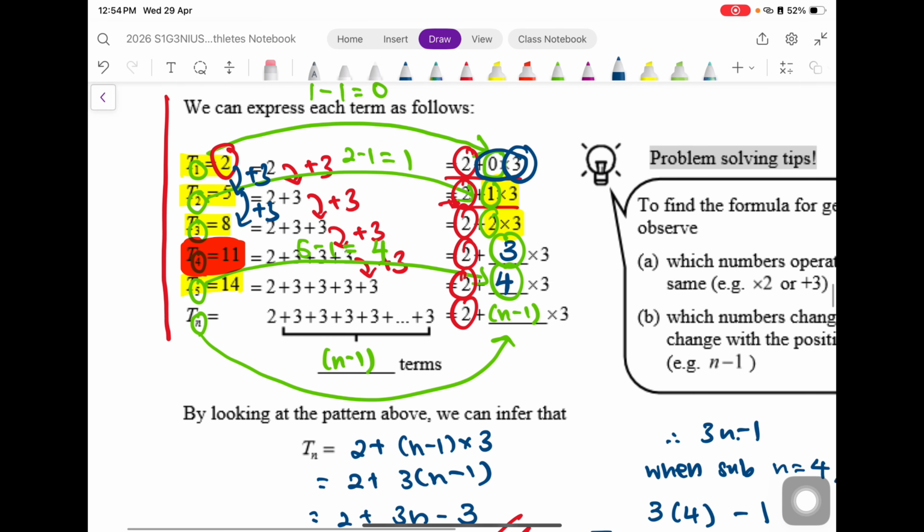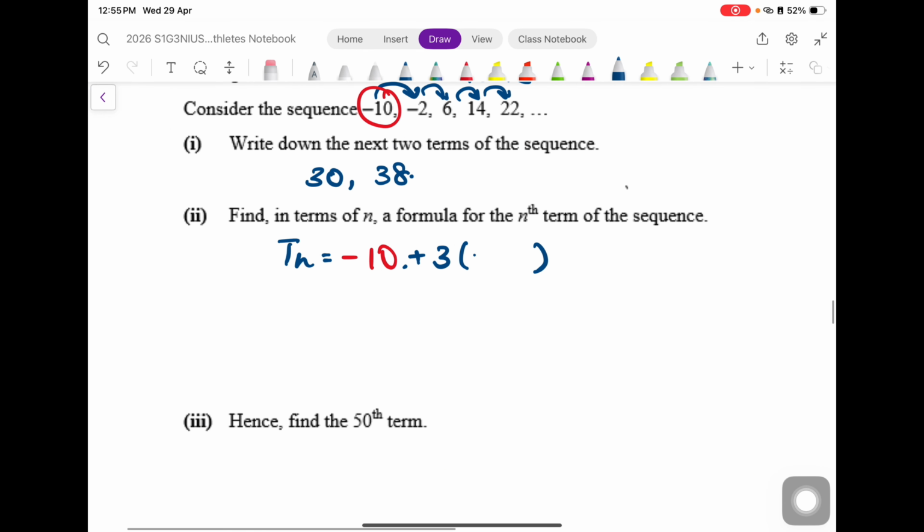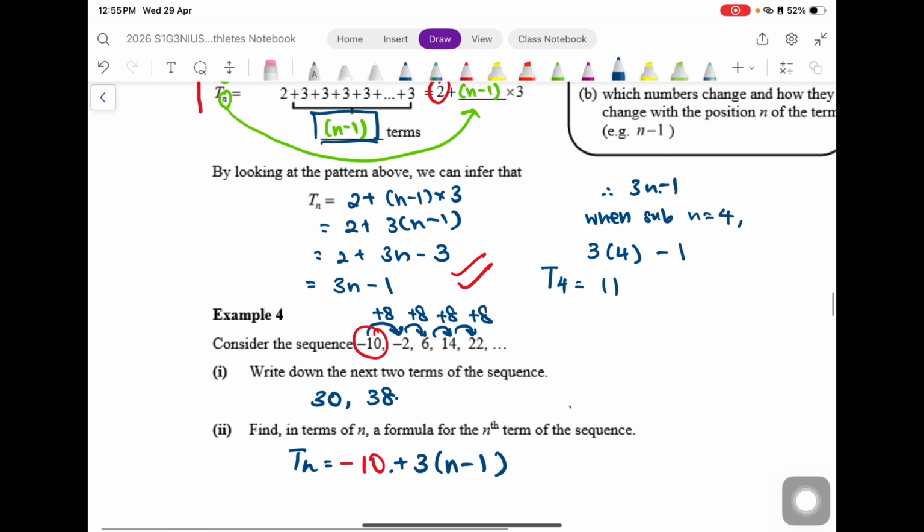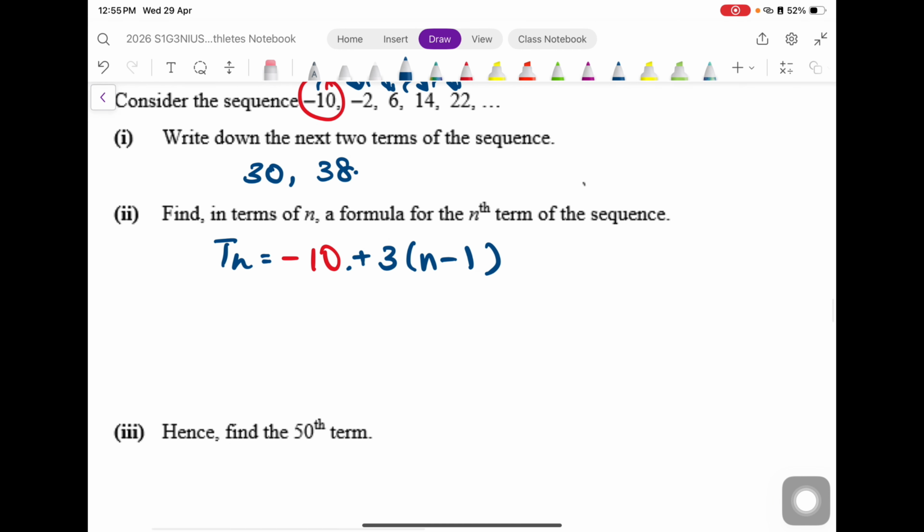And the inside, of course, if you want to generalize it, it is n minus 1. Okay, so what can we infer from this example also? What I can infer from this example is that the formula, when there is a constant difference, is always given to be a plus d times n minus 1.